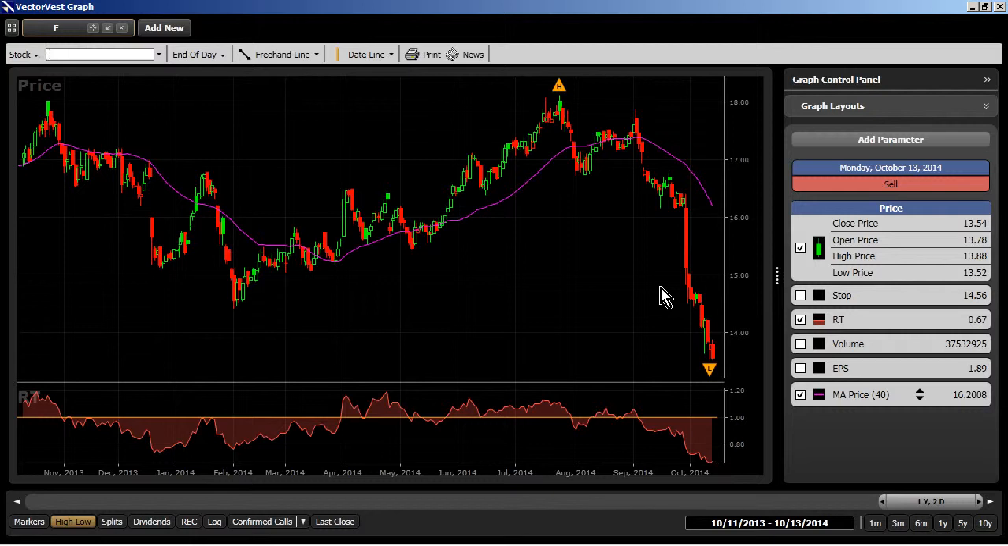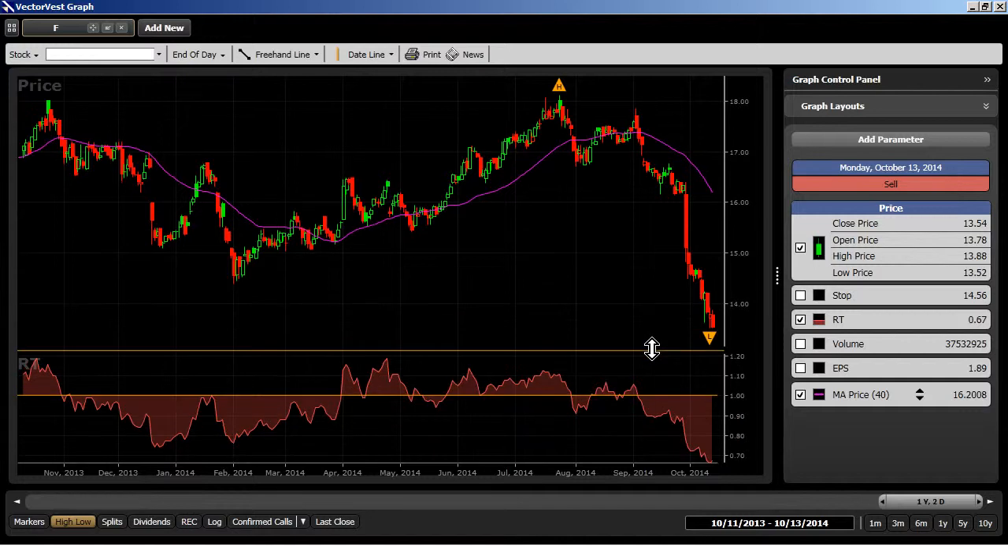Our third tip is to look for relative timing crossing below 1. And to see that just a little bit better, I'm just going to pull this up a little bit here. Down here we see relative timing, and you could see very easily when it goes from above 1 to below 1. When that happens, it's telling you that the stock that you own is now in a downtrend.